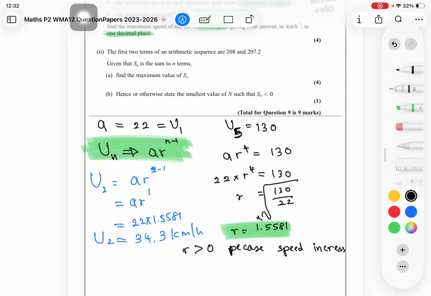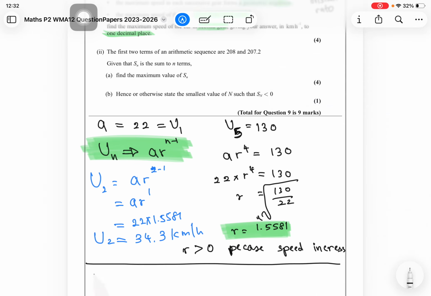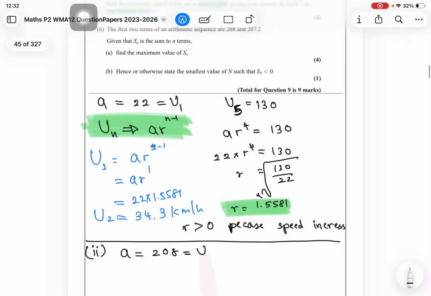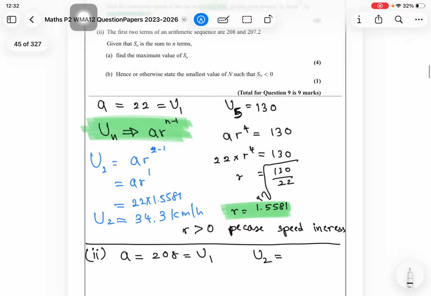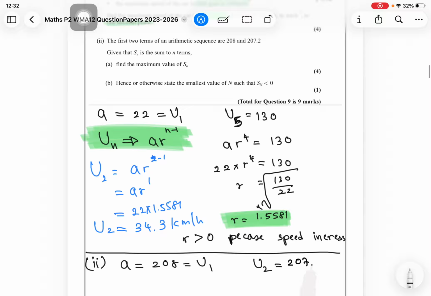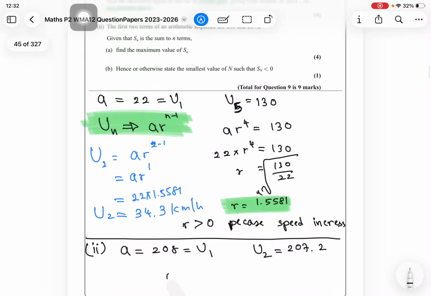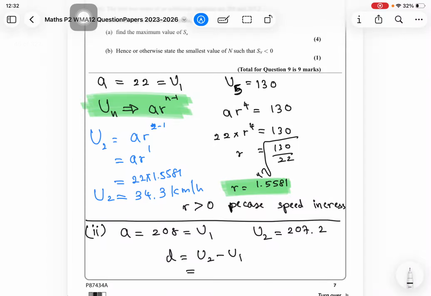Now we're going to take Roman number 2. In Roman number 2, they are talking about an arithmetic sequence. The first term is 208, which is U1. U2 is going to be 207.2. Once given, we can also get the D value, which is U2 minus U1, the common difference. Then we calculate it, and that's going to be negative 0.8.